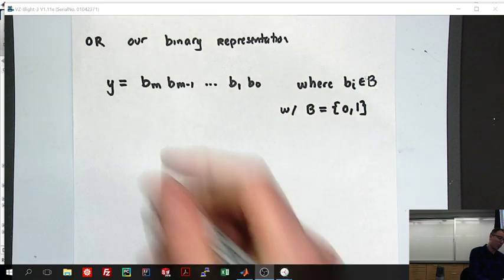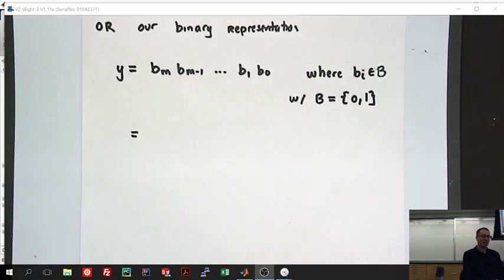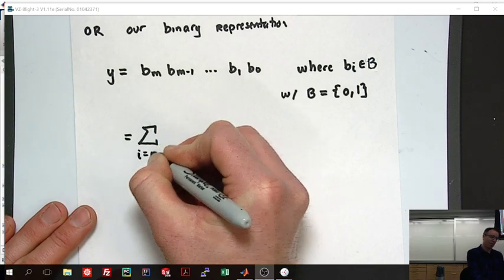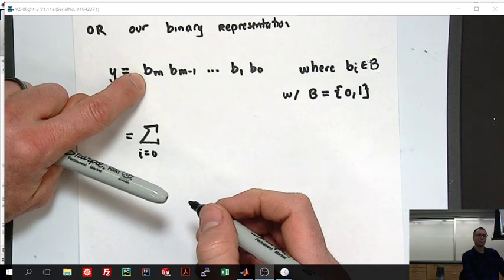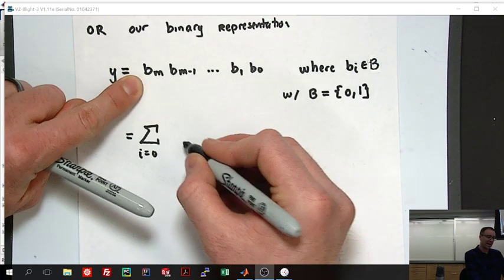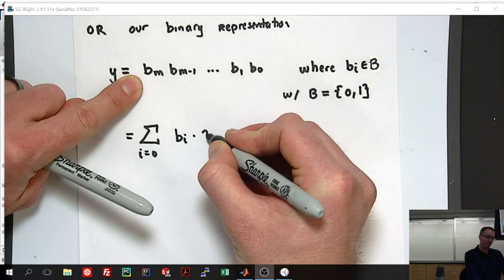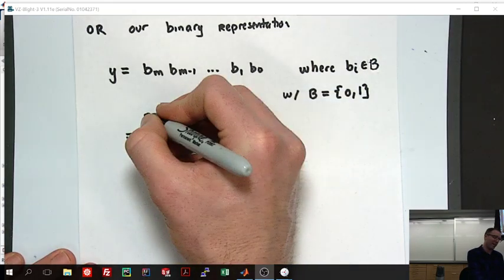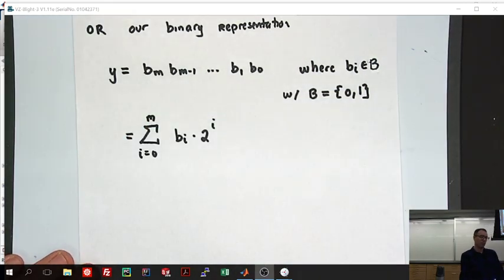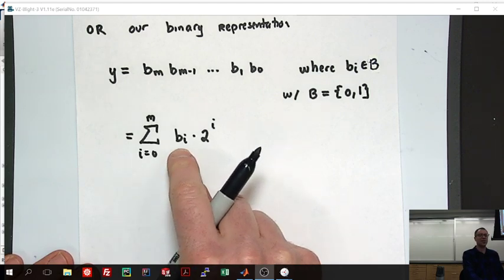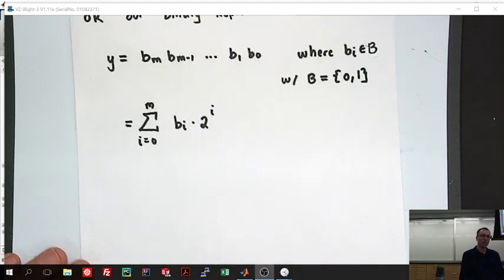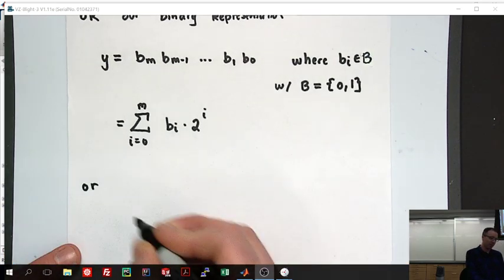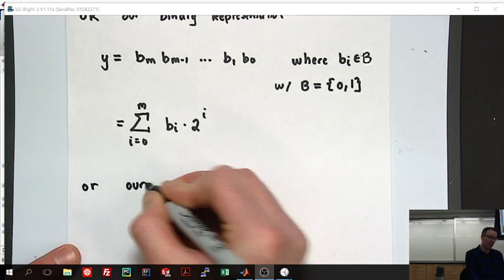The corresponding value of y, if we were to try to represent this as a decimal representation, we scale each binary digit by the associated power of the radix 2. So the index of each binary digit matches the power. And then we had one more representation. What was our third representation?